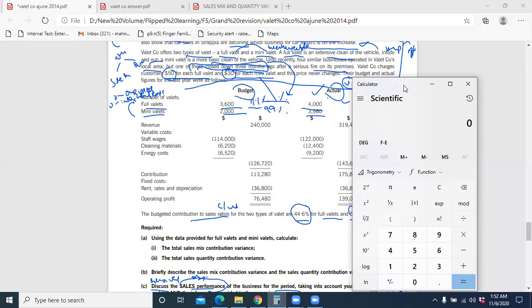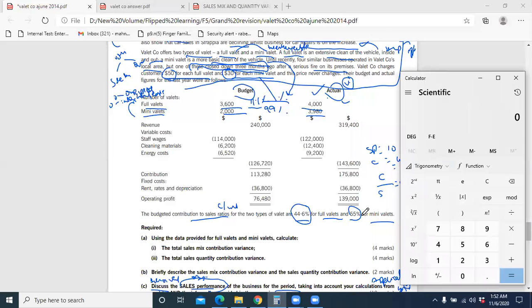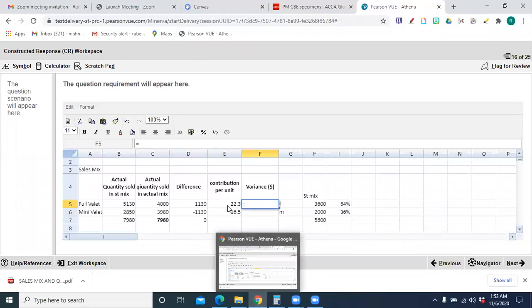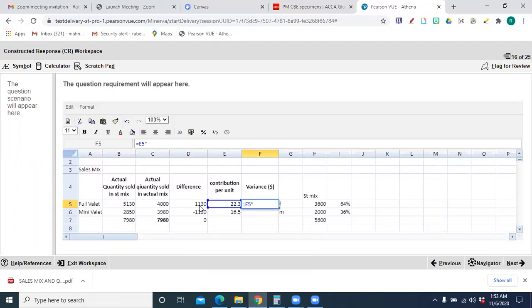And now what would be the contribution per unit for the mini Valet? It's going to be 55% of the selling price. The selling price for mini Valet is 30, so it's going to be 16.5. Okay, so it was 0.55 of their selling price. That's how we calculate it. And now I need to convert it, multiply contribution per unit with that difference in the quantity.